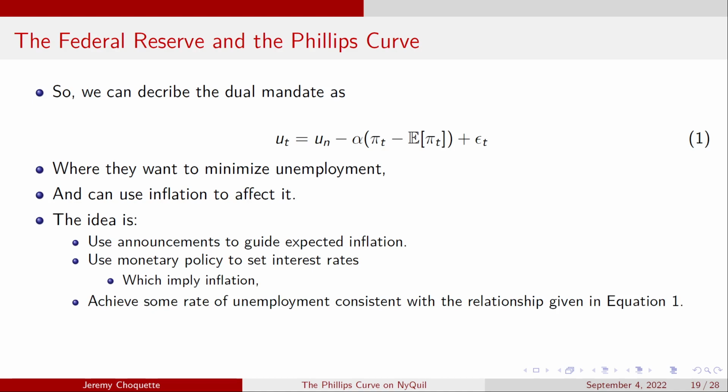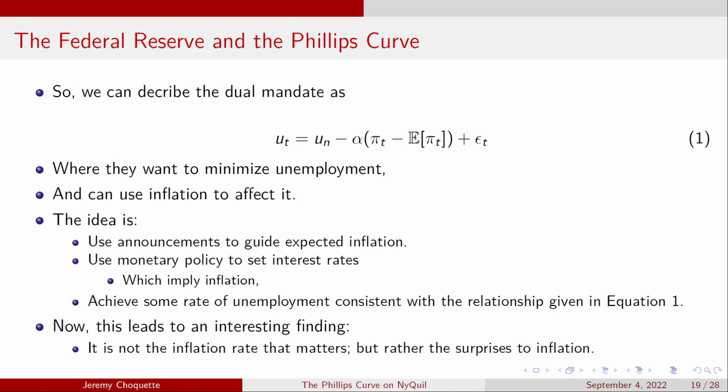So they achieve some rate of unemployment consistent with the relationship that we see in equation 1, which leads us to something that's really interesting. That it's not the inflation rate that matters for unemployment, but rather surprises to the inflation rate or deviations of actual inflation from expected inflation. Is that something that we've heard about before? I'd like to think so, where we were discussing expected inflation and how there were deviations.